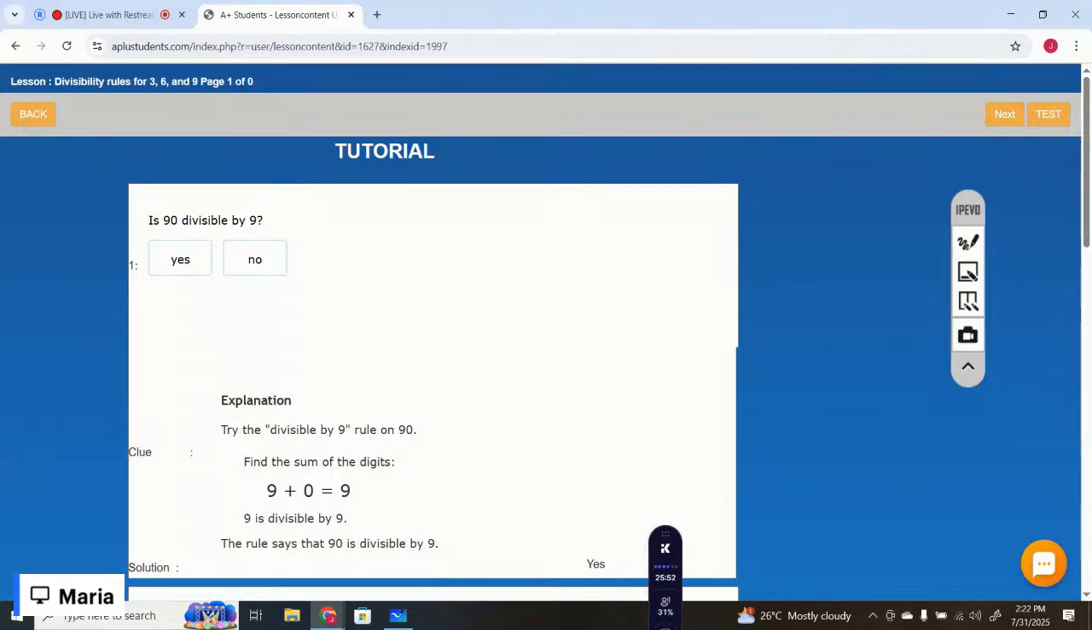Is 90 divisible by 9? So the divisibility rule for 9 is you need to add the digits. If the sum of the digits is divisible by 9, that means the number is divisible by 9. So 9 plus 0 makes 9. So 9 is divisible by 9. So the correct option is yes.